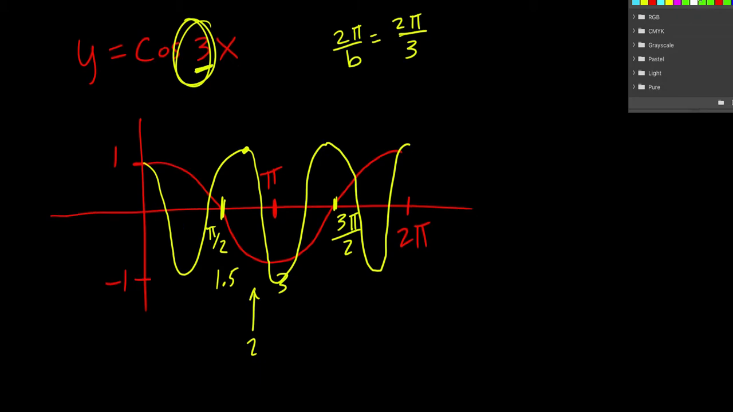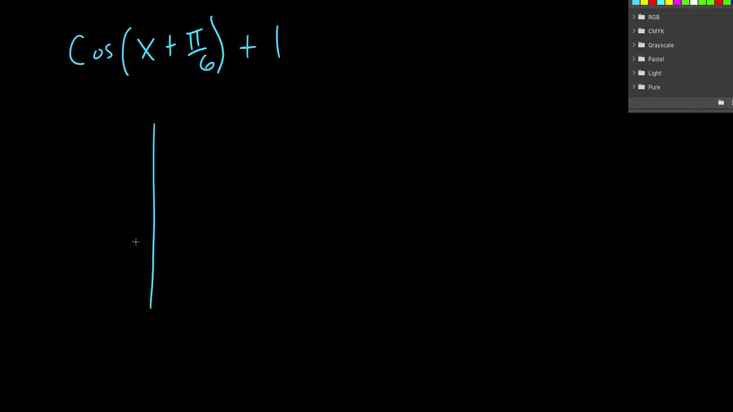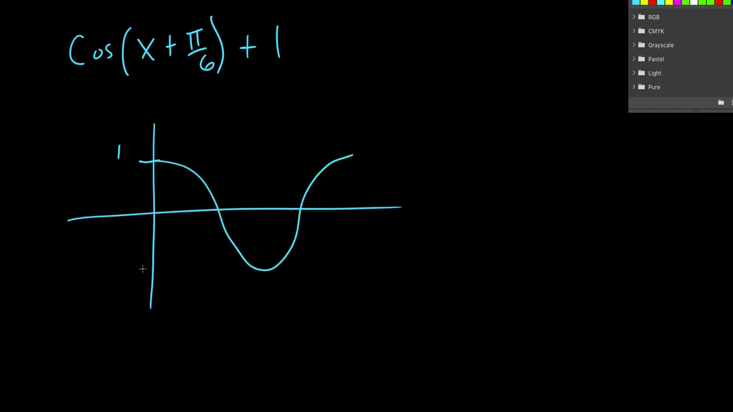All right, let's do another one. So this time we have cosine of x plus pi sixth, plus 1. Once again, I'm going to draw my original, just regular cosine. 1, negative 1, pi, 2 pi. And this has 2 translations in it.